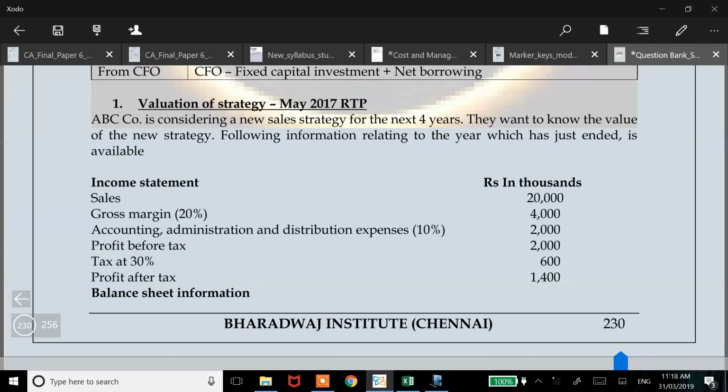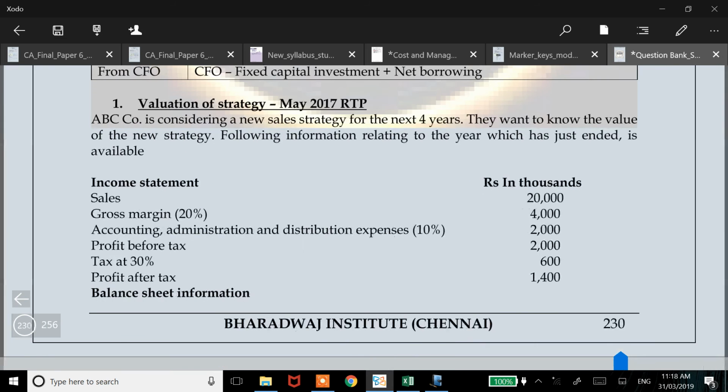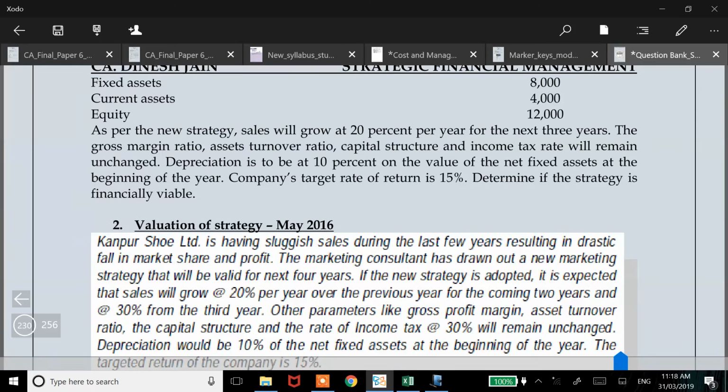Okay. Now, a company is planning to implement some sales strategy for the next 4 years. They want to know the value of the strategy. As per the strategy, sales will grow at 20% for the next 3 years. They are saying the strategy is for 4 years, but the growth is 20% for the first 3 years. Maybe in the 4th year it becomes stagnant. Determine if the strategy is financially viable.